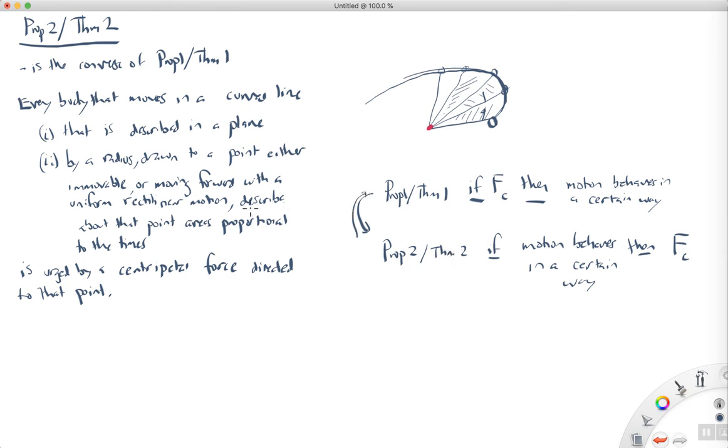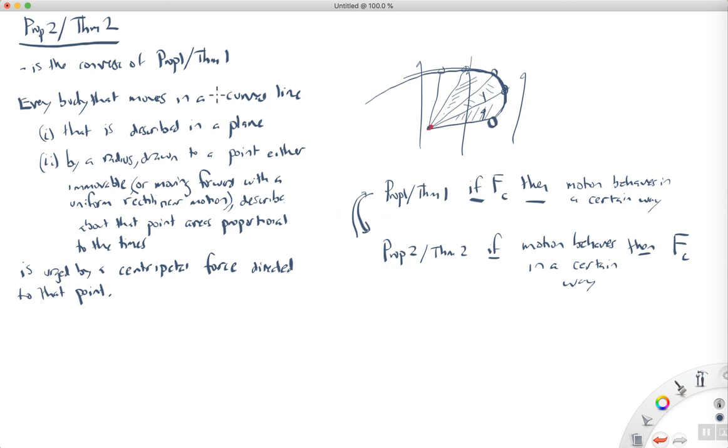There's one other point that he makes in here, that this radius line is drawn to a point, and this point is either immovable, sitting still, or he says it could be moving forward with a uniform straight line motion. For example, if this whole thing was moving in this direction, you can still say that there's a centripetal force going toward this point.